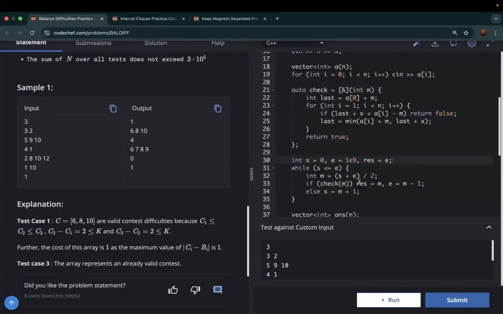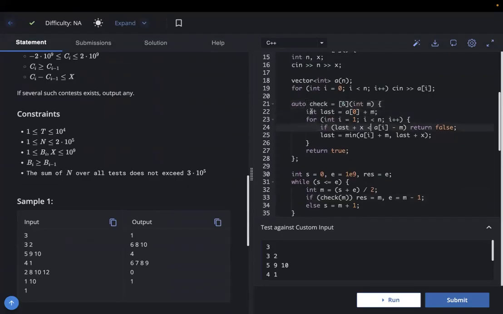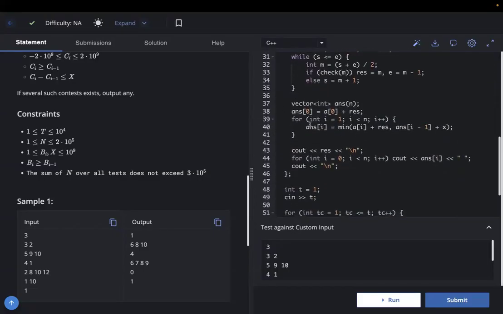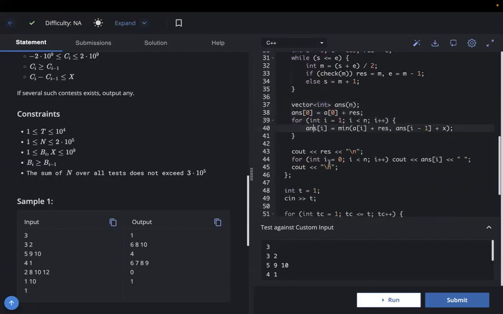And in the checker function, we are just doing the exact same thing as we had discussed in the logic part during the explanation. And after finding the best possible value of risk, we do it once again to find the new RSCI, where we just do the exact same step which we were discussing during the logic part, and we will be able to get this answer array, and then we can just print it.